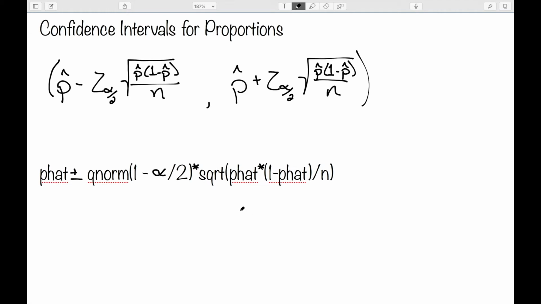Alternatively, I could use R or RStudio, where I use the command p hat plus or minus qnorm, since I am looking at the normal distribution to find my value of z, 1 minus alpha over 2, times the square root of p hat times 1 minus p hat over n. So I'm going to look at an example of this. I'm going to show how to compute it by hand as well as using RStudio.